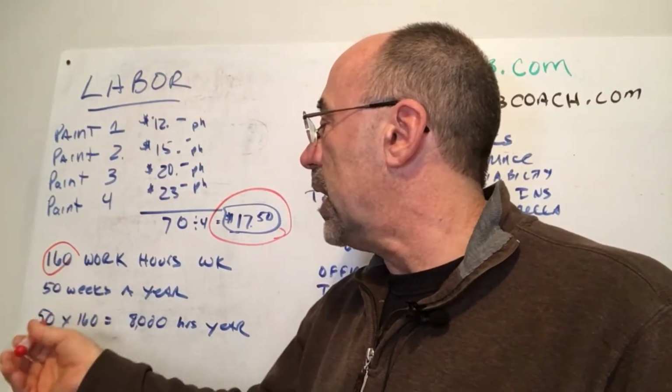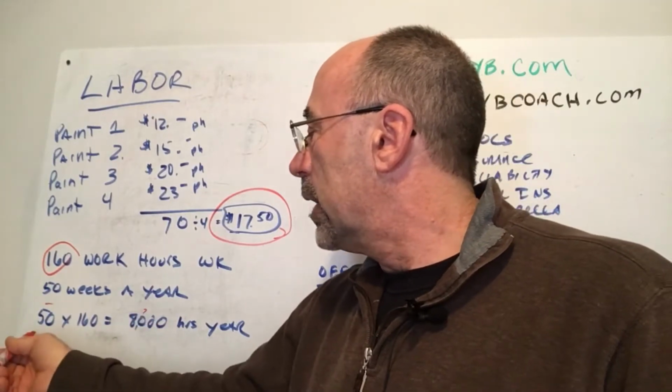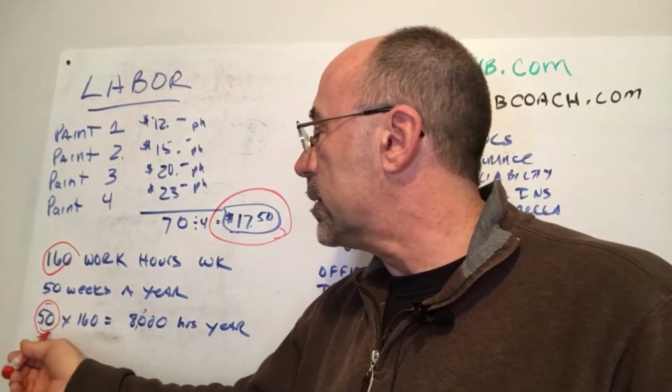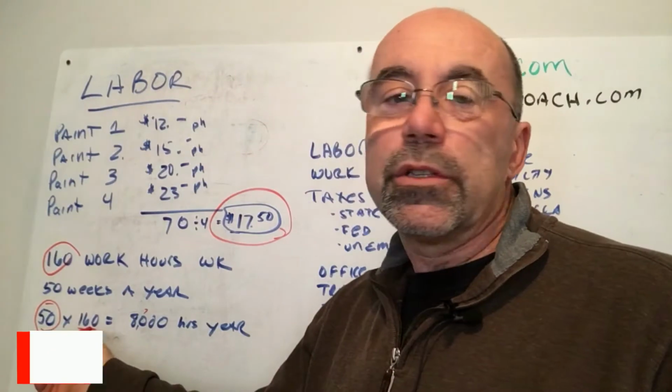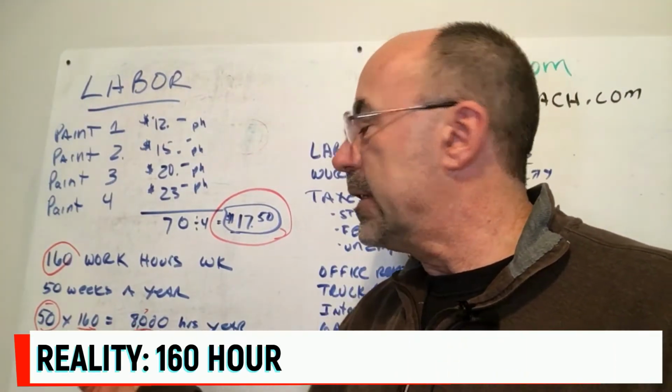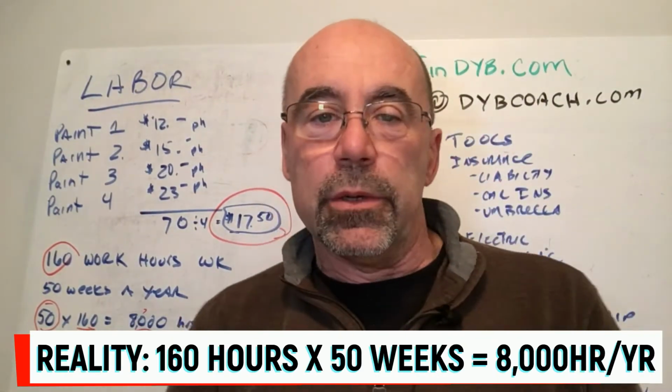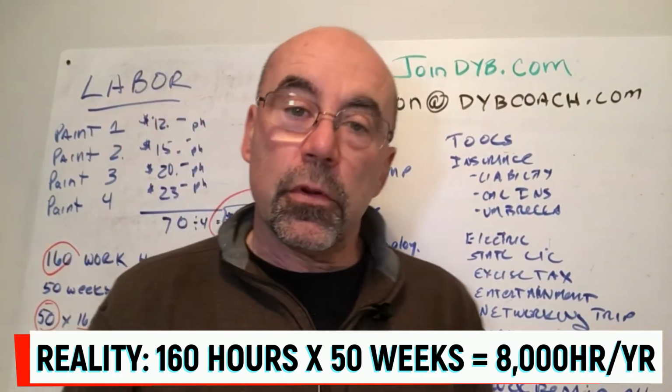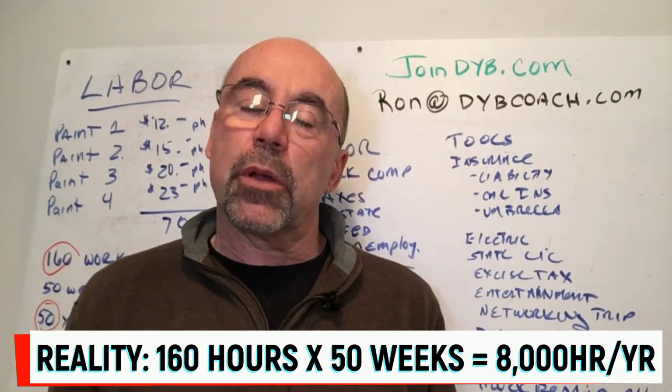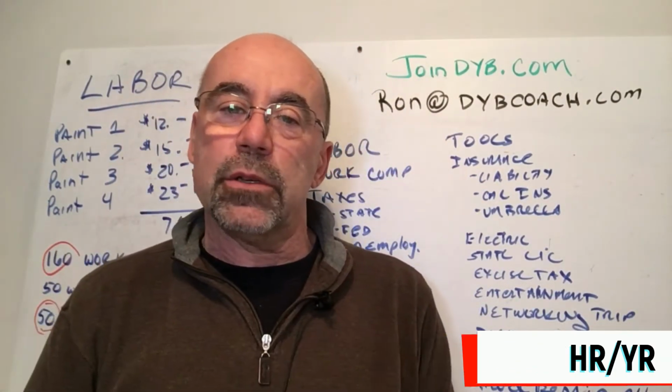So we have 160 hours, so 50 weeks a year. At 160 hours per week, that brings you down to 8,000 workable hours a year. So at least you know how many hours you have to produce. You're going to be producing on 8,000 hours a year.